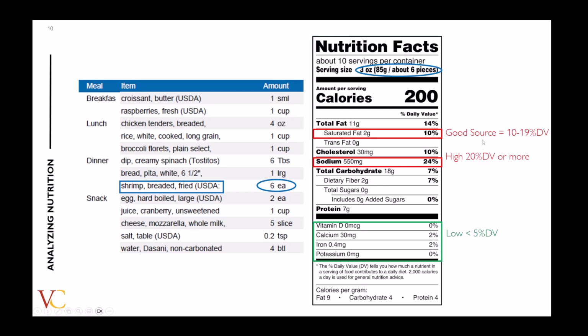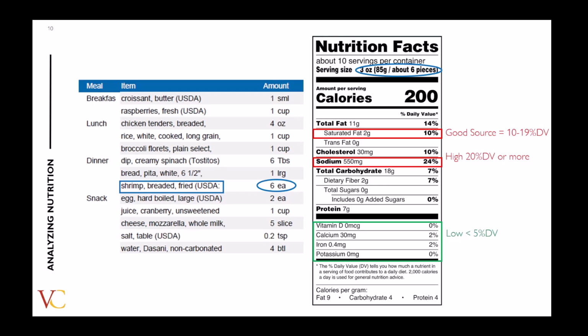The first thing I notice is that the saturated fat is a good source because one serving of the shrimp has 10 to 19% daily value, actually has 10%. And the sodium is high because it has more than 20% daily value. Both of these nutrients are in the limit category. So the fact that saturated fat is a good source is not a good thing. The sodium is high, which is a bad thing because we should be limiting that nutrient.